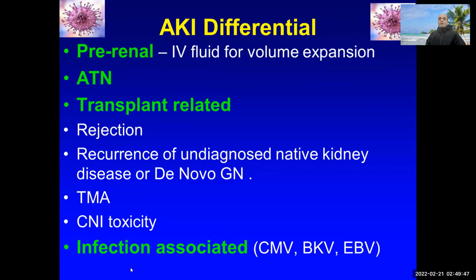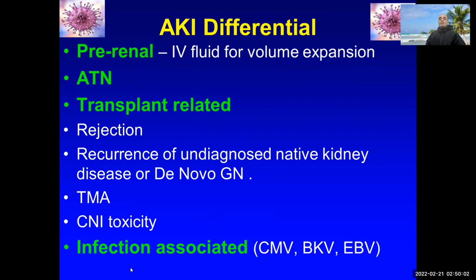Transplant related: maybe either rejection or recurrence of undiagnosed native kidney disease, or de novo GN. Also put in your mind recurrence, de novo, or rejection, or thrombotic microangiopathy, or CNI toxicity.